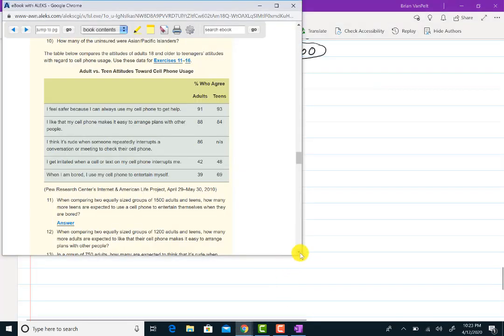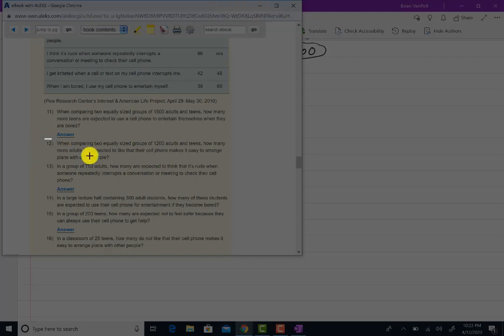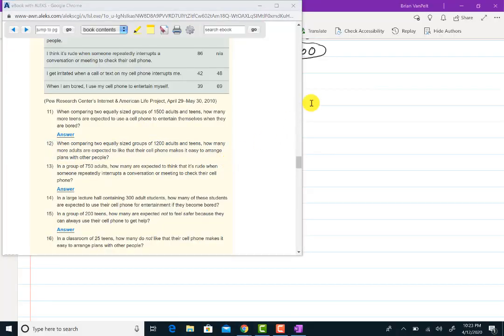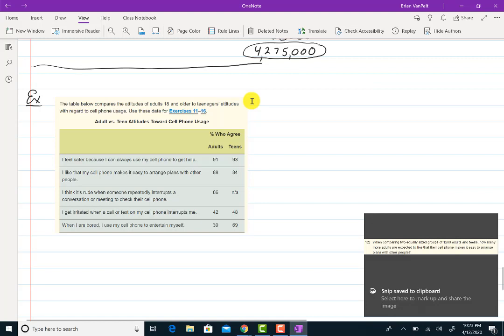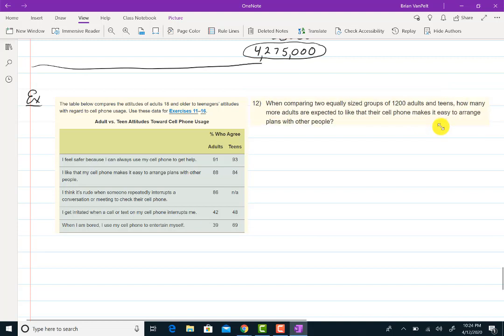Now, let me see what problem I wanted. Number 12, I think, is what I'll grab. And let me make that a little bit bigger. There we go. All right, so let's see what we have. The table below compares the attitudes of adults 18 and older to teenagers' attitudes with regard to cell phone usage.